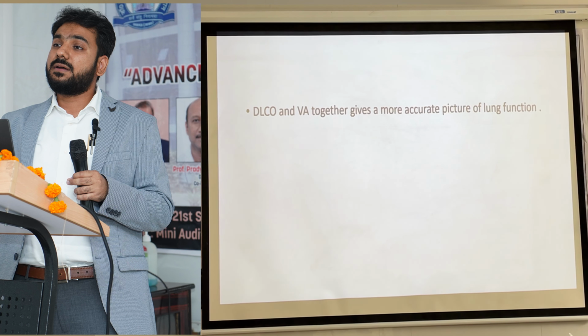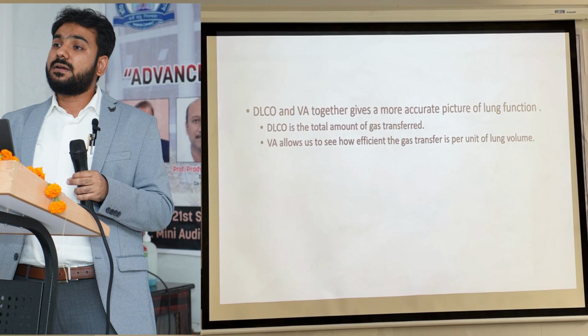And DLCO and VA together they give a more accurate picture of lung function. So DLCO is the total amount of gas that is transferred. Now if we divide DLCO upon VA, so that will allow us to see how efficient the gas transfer is per unit of the lung volume.